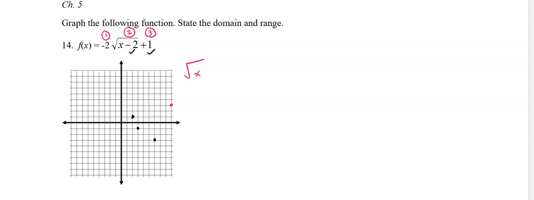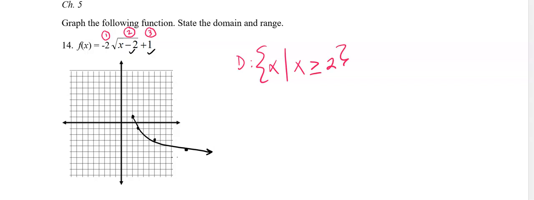(9, 3), when it gets multiplied by negative 2, becomes (9, -6). And then I go right 2, up 1, and that's where it lands. And this is going to be the graph. And now I state the domain and range, and I'm done. So the domain is going to be all x's that are greater than or equal to 2. And the range will be all y's that are less than or equal to 1, because the graph is going down forever.